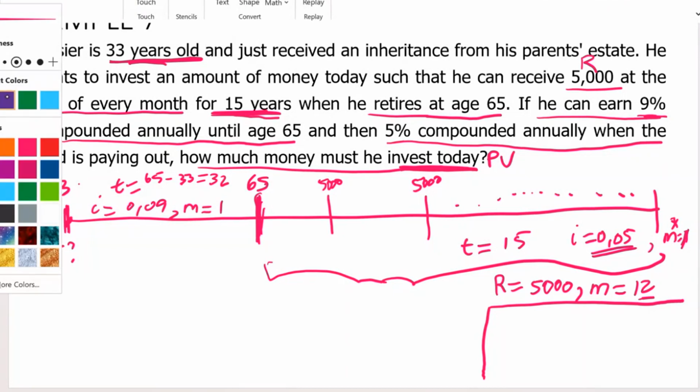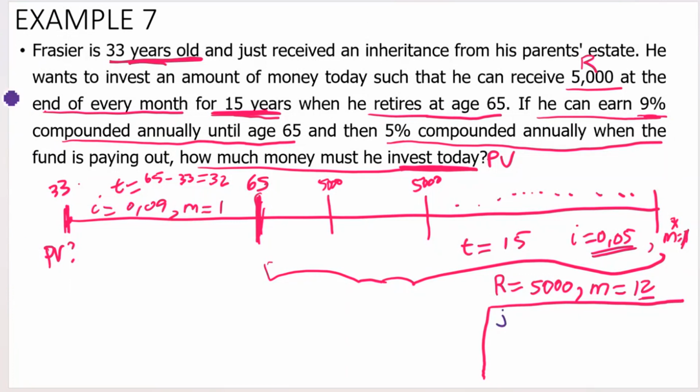Okay, so now we are going to have J12, because we want to convert this to monthly, because this is what the payments are. We are not going to change the payments or compounding periods, but we can change the interest rate. We can convert it using the formula.